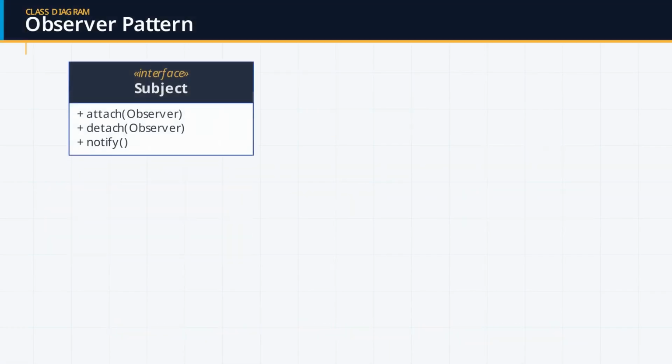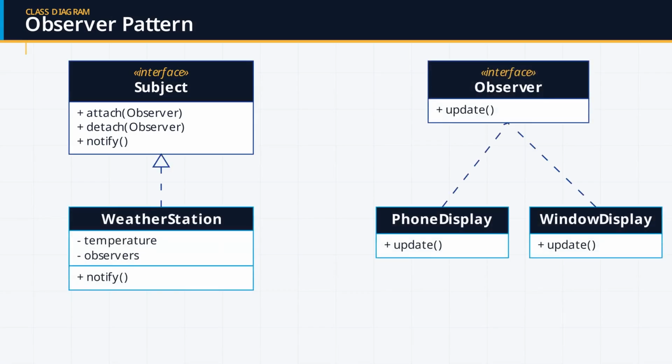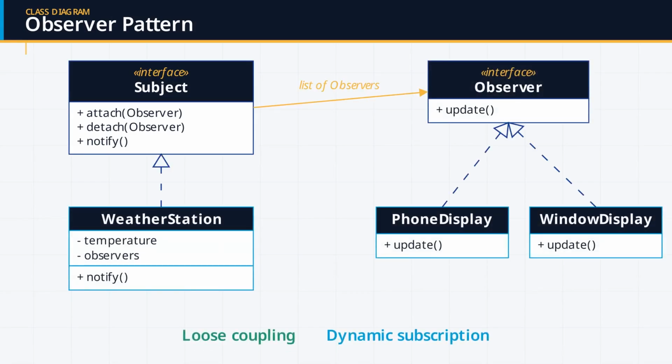Here's the observer pattern class diagram. The subject defines attach, detach, and notify, realized by weather station. The observer interface declares update, with phone display and window display implementing it. The subject holds a list of observers and notifies each one when data changes. The result, loose coupling and dynamic subscriptions you can add or remove anytime.